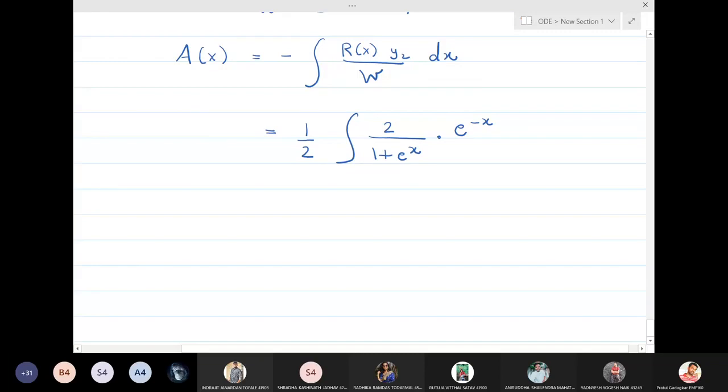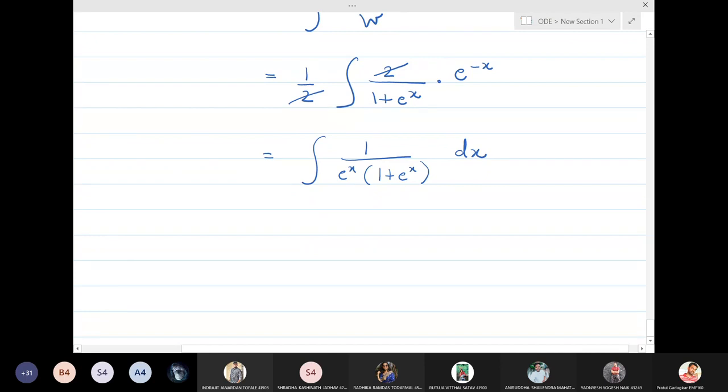Now let us solve this particular type of integral. So this 2 and 2 will also get cancelled, and we get the integration of 1 upon e raised to x into 1 plus e raised to x dx. How will I solve this integration? It is essentially in the form of 1 upon alpha into alpha plus 1, which is a upon alpha plus b upon alpha plus 1, which I want to do by using partial fraction techniques.